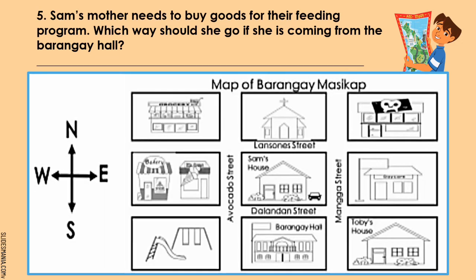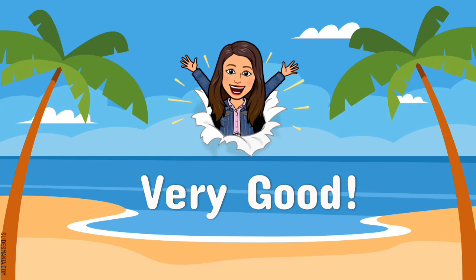And for the last question, Sam's mother needs to buy goods for their feeding program. Which way should she go if she is coming from the Barangay Hall? Correct. Go straight to Avocado Street, then turn left to the Lanzones Street. Very good, kids!